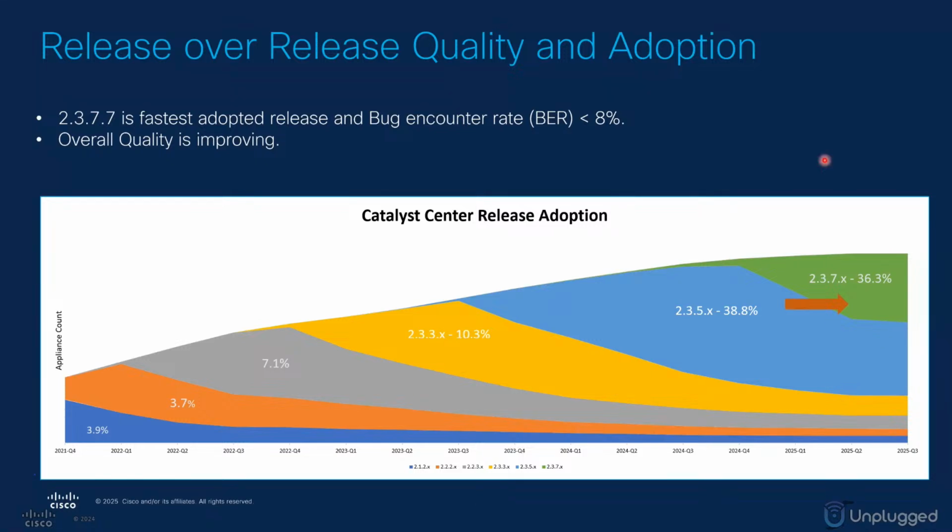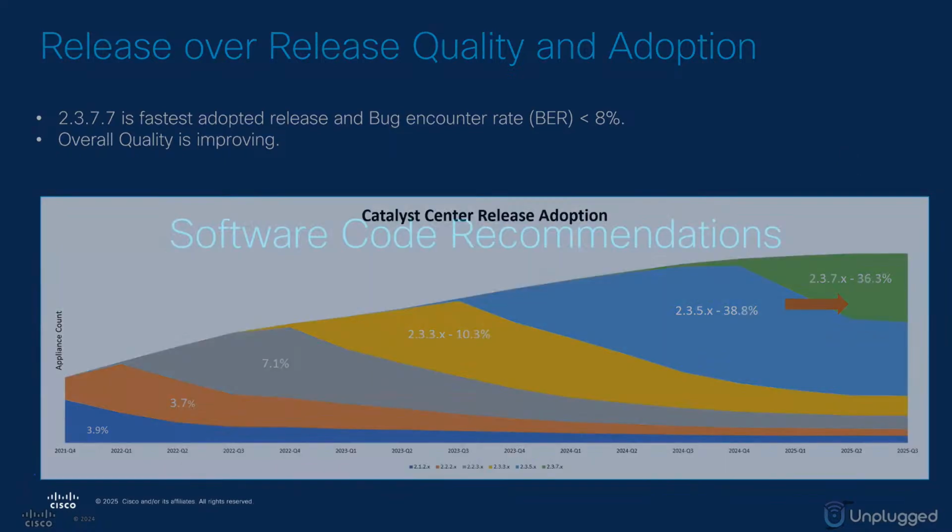And with that massive adoption in a very short time frame, today about 36 to 37% is on 237. And this is our primary driver for customers to upgrade from, whether it is 233X or 235X. We want all our customers to go to this 237X release. So far, we haven't seen any alarming bug encounters that we would flag this as not a recommended release, and we're getting good positive feedback from most customers who have upgraded.